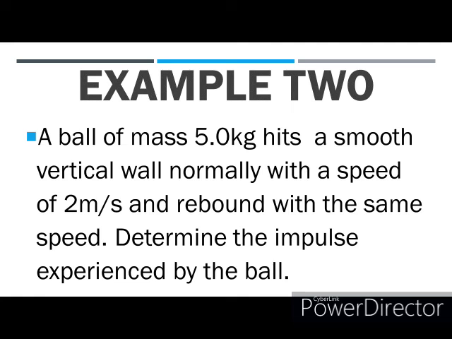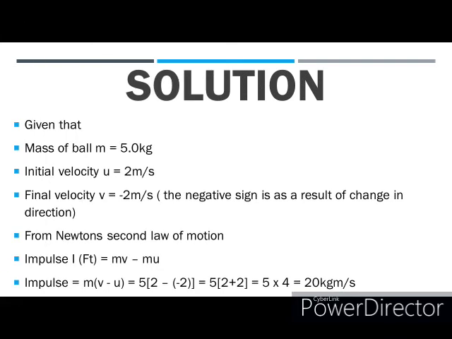So you could see, earlier on I told you that impulse is equivalent to the change in momentum. So if from Newton's law I make impulse the subject of the formula, which is Ft, then I can substitute the parameters given to me, where m is 5, u is 2, and v is minus 2 as a result of the change in direction. So if I substitute these parameters into the equation, I'm going to get that the impulse on that particular body is 20 kg meters per second.